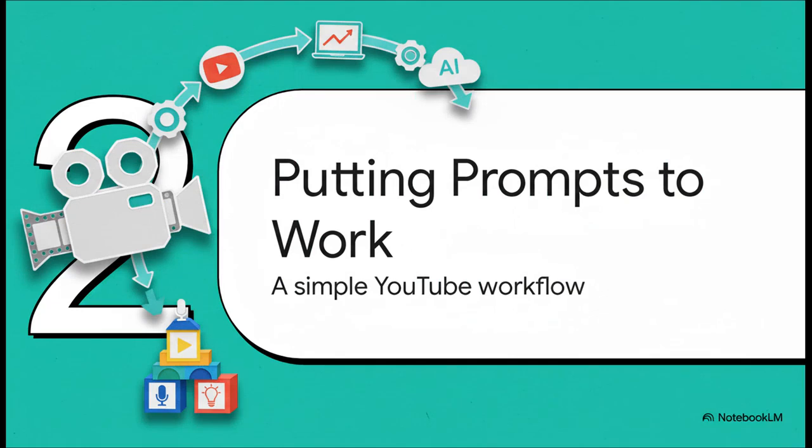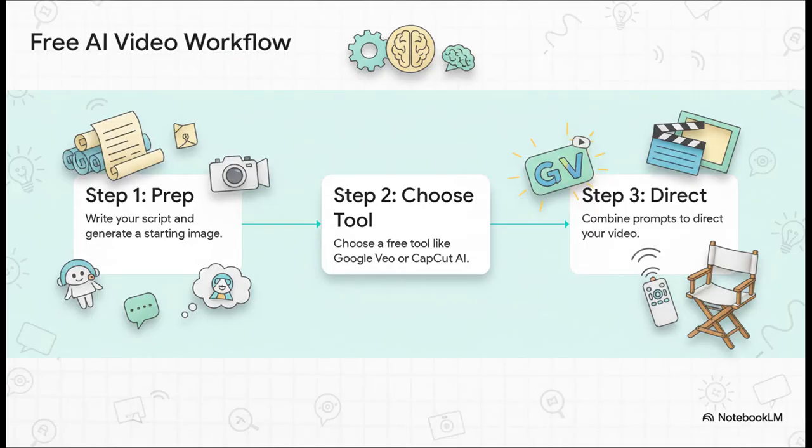Okay, so you've got the toolkit. Now let's actually put it to work. Here is a super simple workflow you can use to start creating videos for your YouTube channel today. It's really just a simple 3-step process. Seriously, that's it. First, write your script and generate a starting image. That's your anchor, right? Second, pick a free tool. Google Veo has a great free tier, and CapCut's AI features are also fantastic. And third, just combine all the prompt styles we just talked about to direct your video.